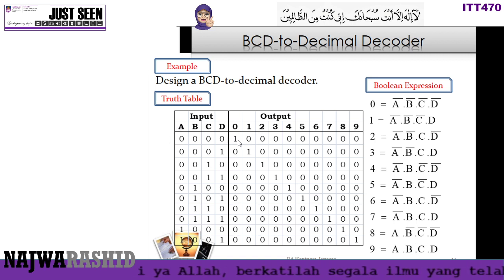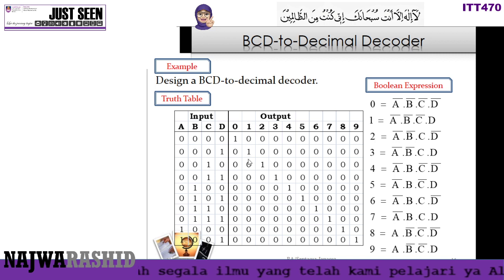It means it activates the value of 0. Input 0001 will activate the value of 1. So basically this is the trend or pattern of the output. Based on this output, you need to identify the Boolean expression. We have 10 columns for the output, so we have 10 expressions. Starting from 0, the 0 comes from A naught, B naught, C naught, D naught. The SOP refers to the output equal to 1, and then you identify the SOP.